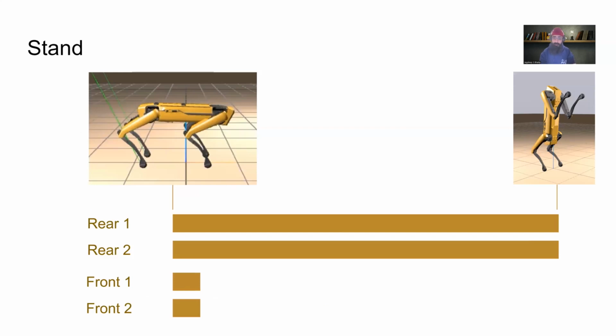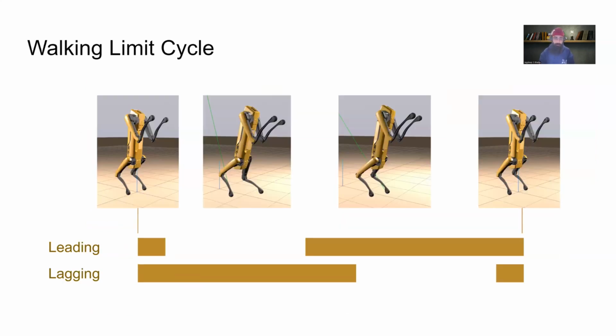So what does the contact schedule look like for standing? Well, initially, all 4 feet are on the ground, and then only 2 feet are on the ground. For a walking limit cycle, it gets a little bit more tricky. Initially, both rear feet are on the ground. Then the leading foot leaves the ground and drops back down, and the lagging foot sort of catches up after. And because this is a limit cycle, at the end, both feet are again on the ground.